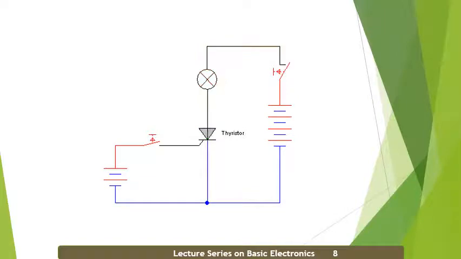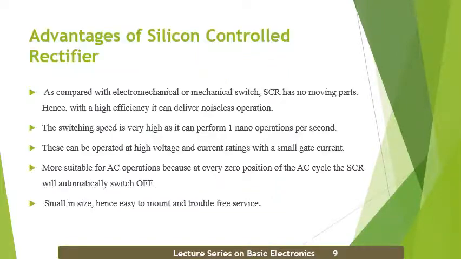Okay. So next what we have is the silicon controlled rectifier. As compared to the electromechanical or mechanical switches, SCR will not be having any moving parts. It is a small device. So it has a high efficiency and it can deliver noiseless operation. And the switching speed is very high and it can perform 1 nano operations per second.